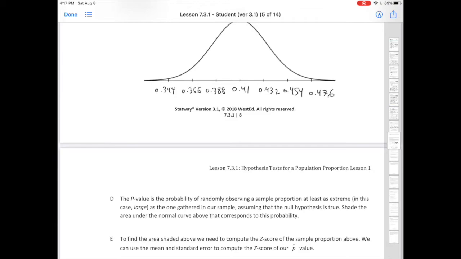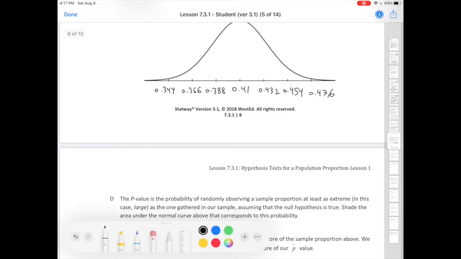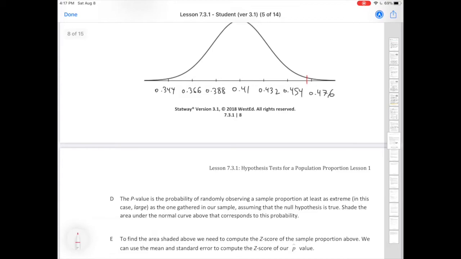So what was our p hat? Remember from before, p hat was 0.471. So where is 0.471? I would say that it's right about here. So it's this tiny little part that I shaded, right? This would be 0.471. Doesn't look very likely, does it? Okay. So we're going to keep going here.